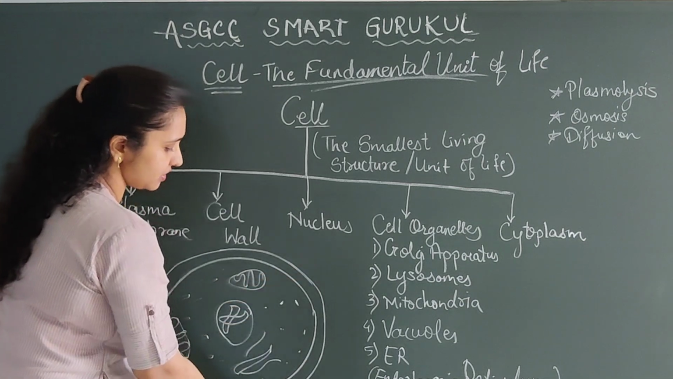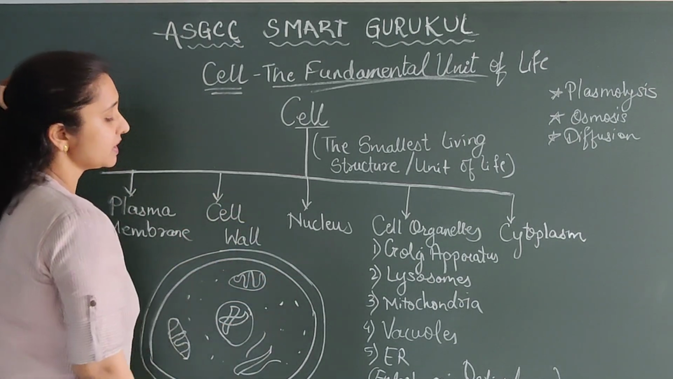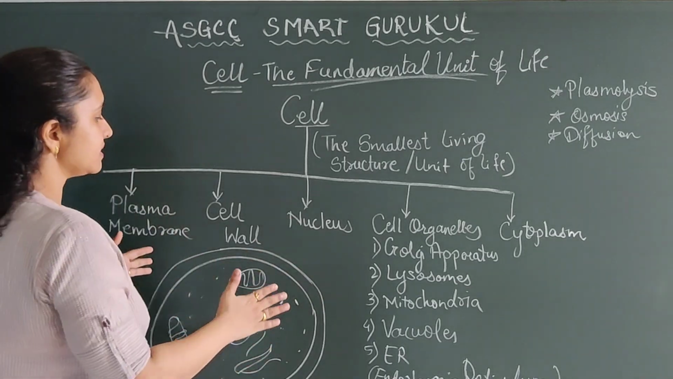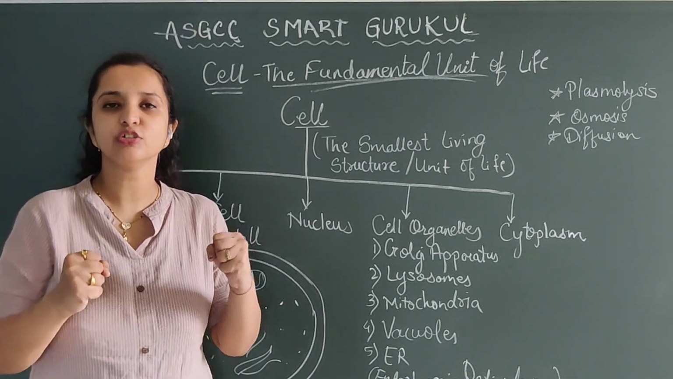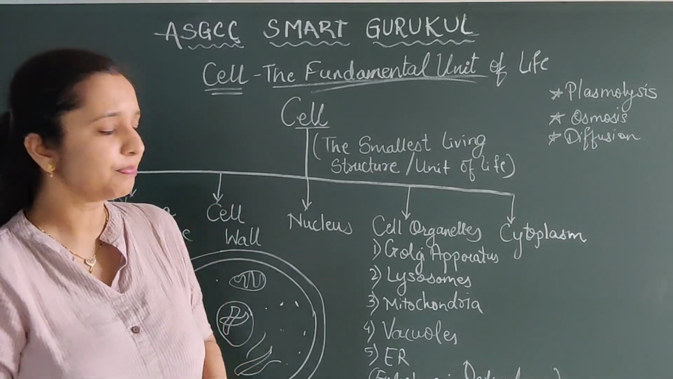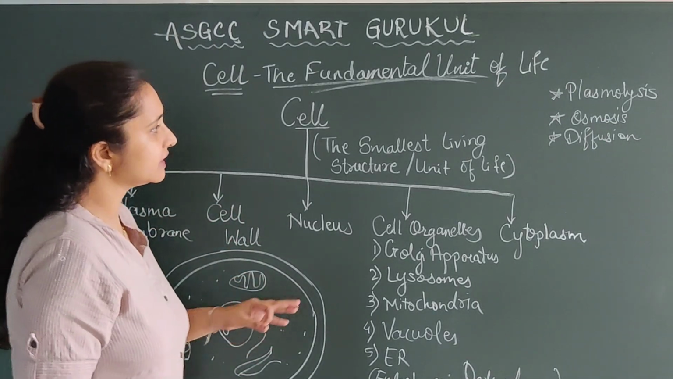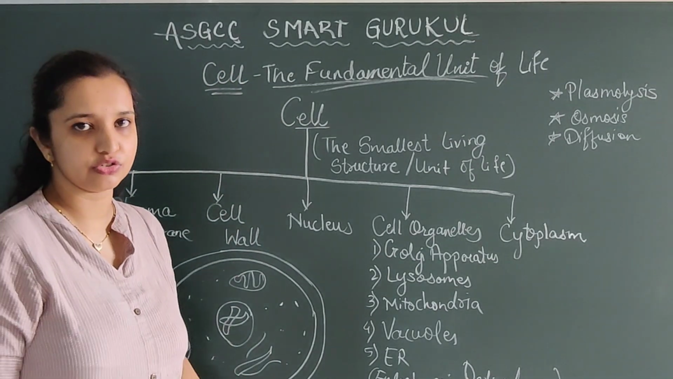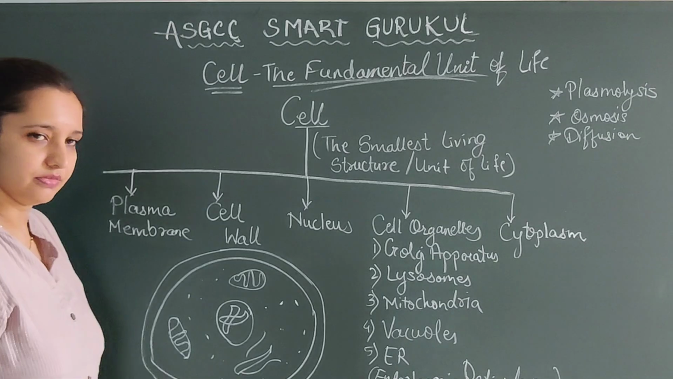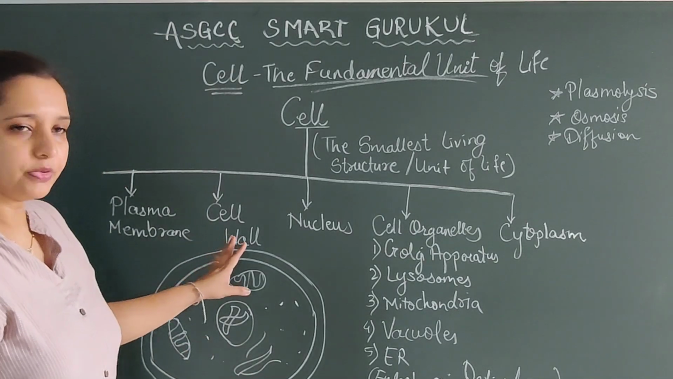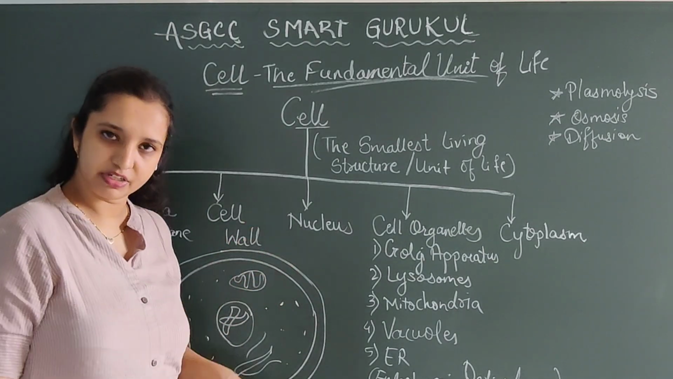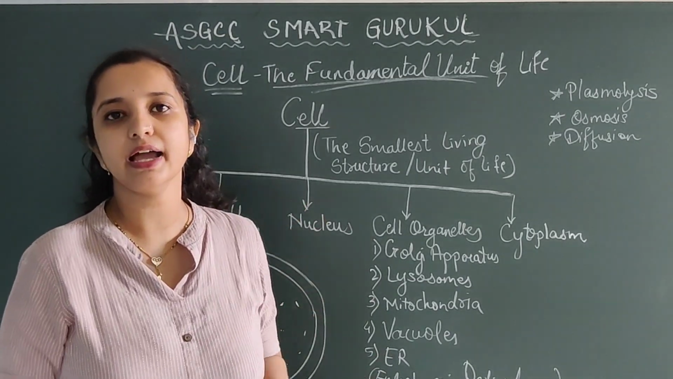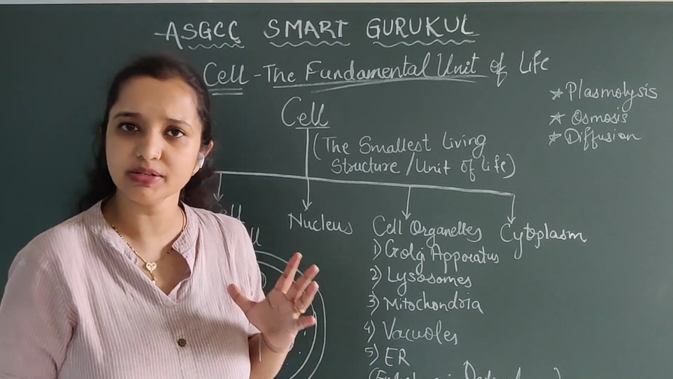After that there is the cell wall. The second part of the cell is the cell wall. The cell wall gives covering, or you can say it gives rigidity, to the cell. What makes the cell strong? The cell wall. Two more concepts are related to the cell wall: plasmolysis, and also osmosis and diffusion. We'll see them as the video goes further. I hope you have understood what the cell wall is. It is the covering of the cell, it gives rigidity or strength to the cell, and it is mostly found in plant cells.